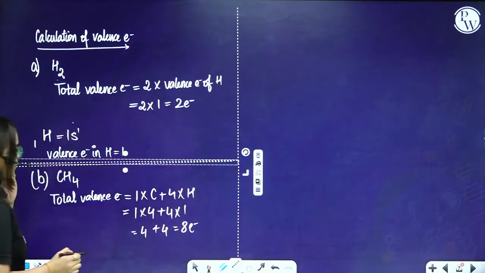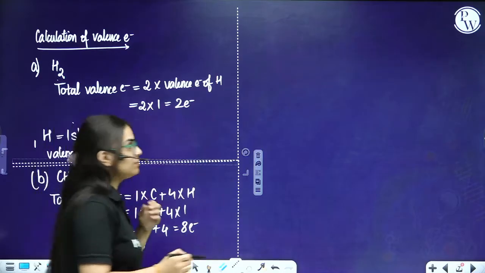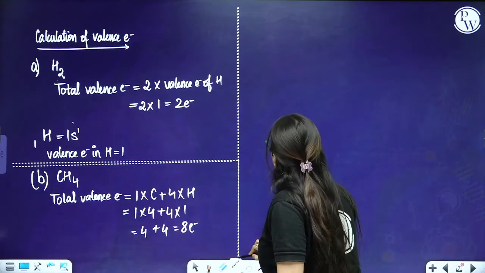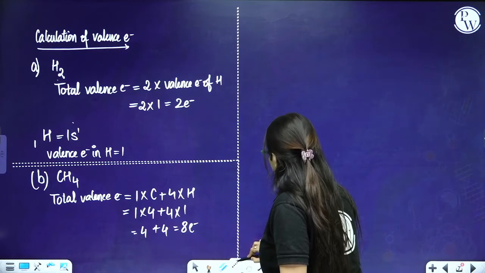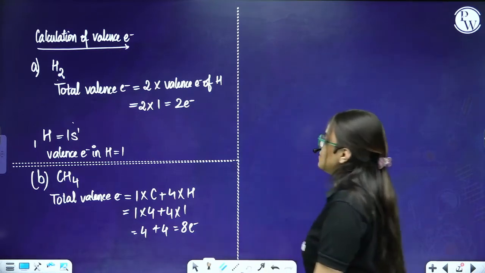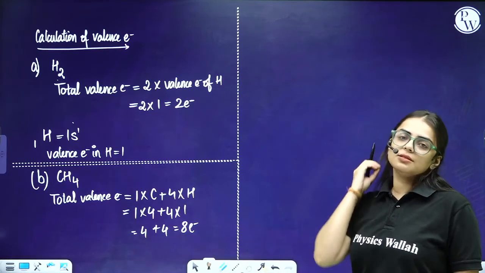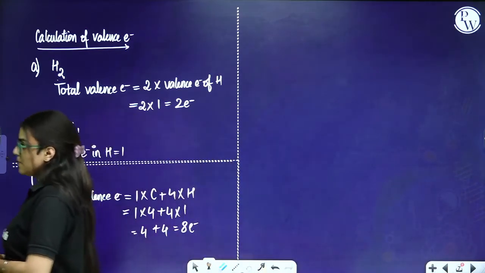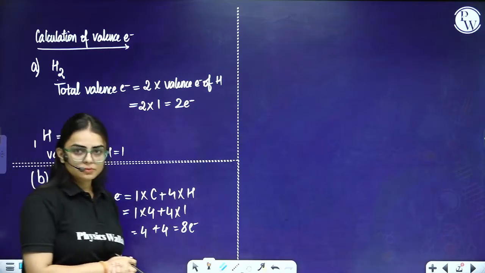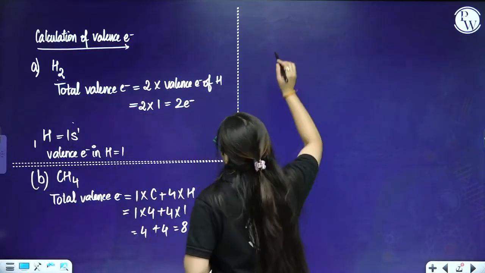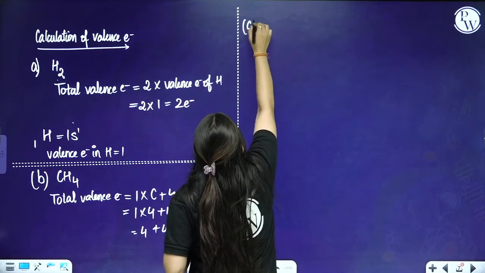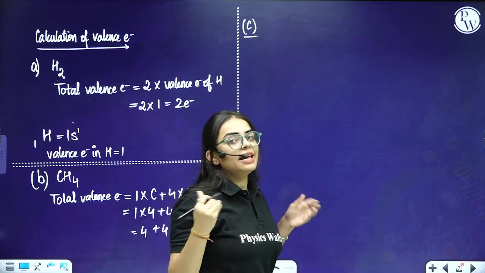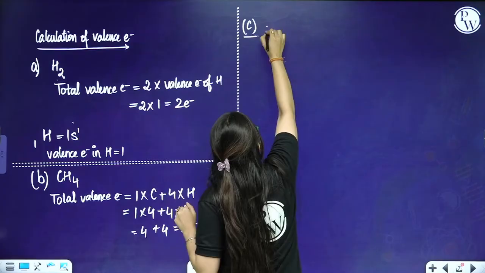Clear, everyone? Is it clear to everyone? Write it down, students. This we are calculating the total valence electrons over here. Calculation of valence electrons. Let us take more cases now. Shall we? Okay. Now see, students. Here I am explaining you a case which carries a negative charge. Let us take a case of NO3 negative.